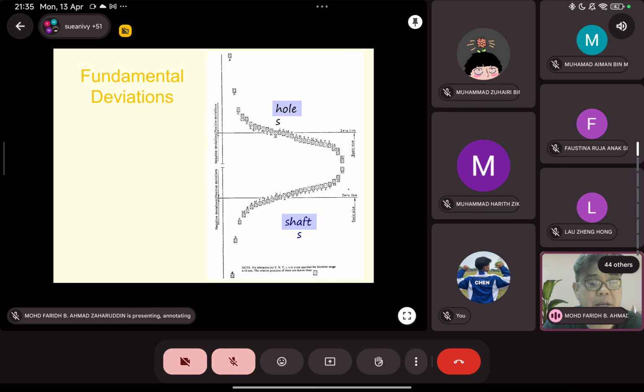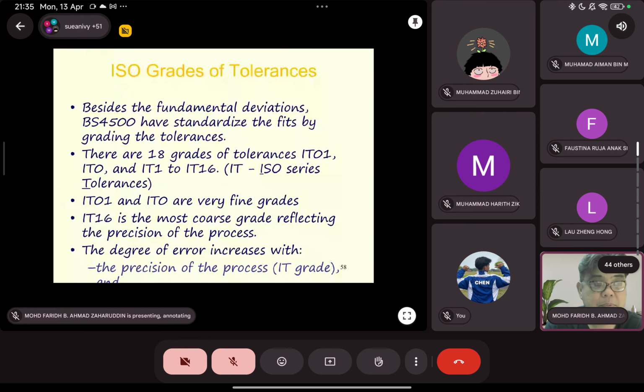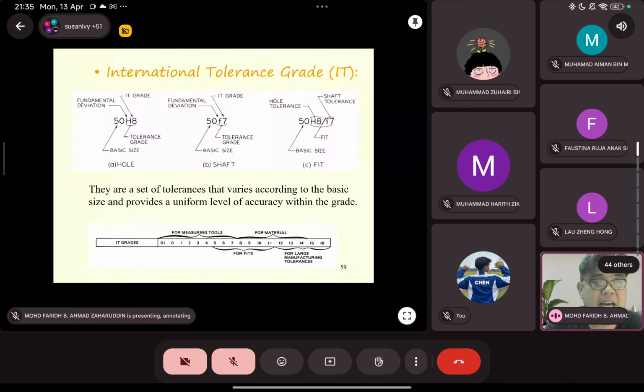And this is more of an explanation, it just explains. It has nothing to do with answering the question. It's just to show the deviation for the hole range, and as well for the shaft. And this is about IT. I did explain, this is IT grades.